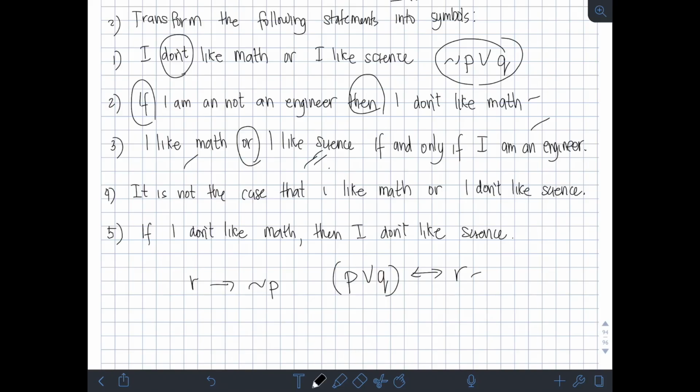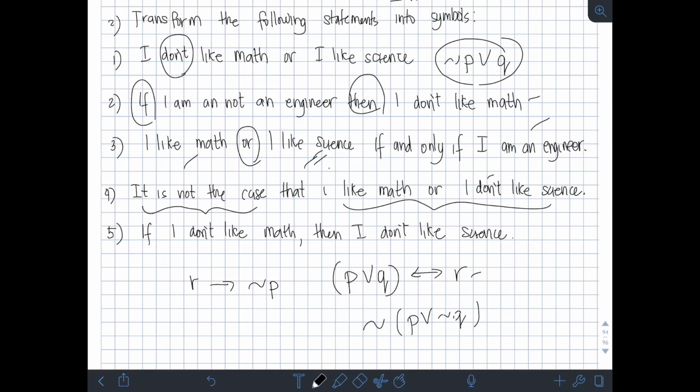Okay? Next, it is not the case that I like math or I don't like science. Okay, so ito yung parang kanina, di ba? Inuna natin muna itong I like math or I don't like science. So therefore, I like math is just P, walang negate. Or, symbol is this, I don't like science, so naka-negate. So therefore, yung I like science or I love science is Q, right? Ninegate natin, so negate Q. Then, tsaka natin, ininegate ulit kasi it is not the case daw, right? So negate. So negate of P or negate Q.